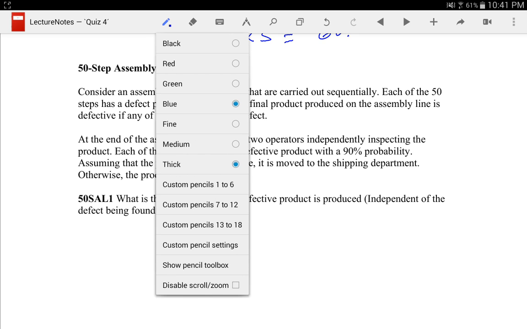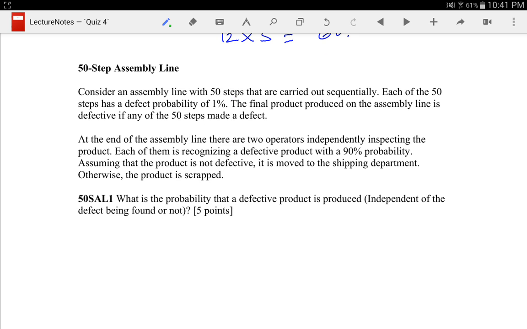This is the exact same problem that we did in class. For a product to be defective, if only one step makes a mistake, it's really defective. So it's a linear assembly line. We want to find the probability that a defective product is produced. So first we need to find the yield anyway.